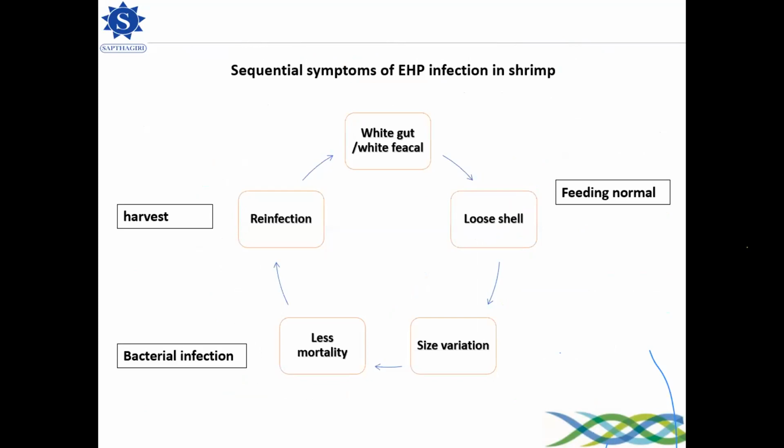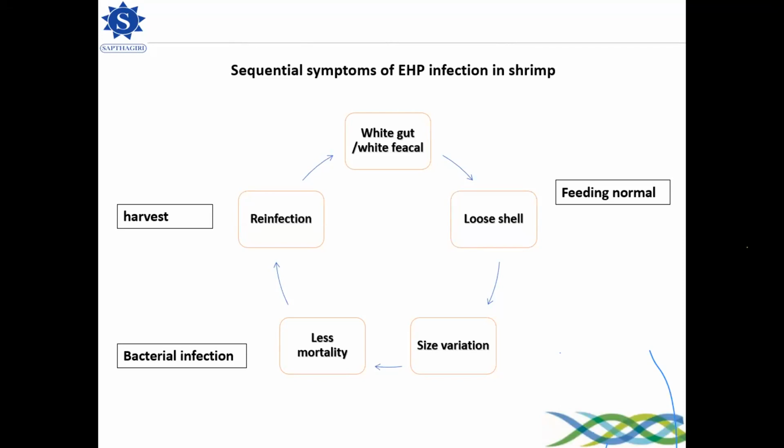These are the generalized symptoms of EHP infection in shrimp. At the starting stage, the appearance of white gut or white fecal will occur. In this stage, the hepatopancreas is severely damaged and the cells are getting sloughed off from the tubules of the HP, containing a high amount of reserve fat cells and HP cells. It comes through the intestine, and the damaged sloughed content appears white and floats in pond water, which we call white fecal or white gut.